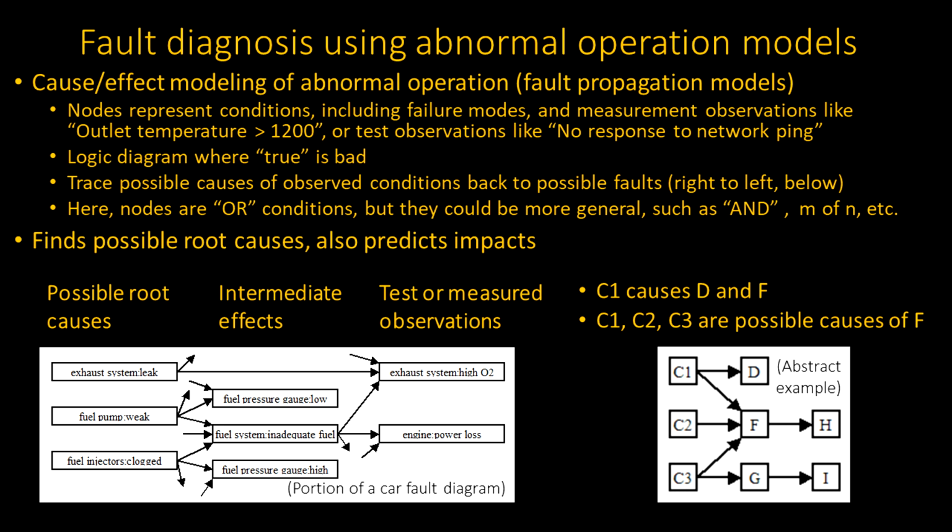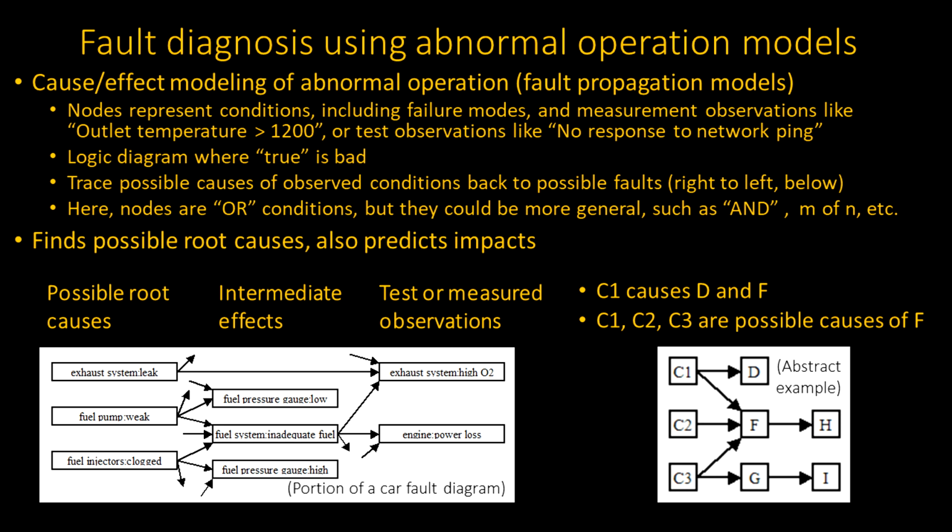Now, the good thing about this kind of diagram is that you can use it tracing back from symptoms back to causes. You can find the possible root causes, but also once you've identified a root cause, one or more, you can then predict the impacts just going from right to left. So if you've identified, in fact, that the fuel pump is weak, then all of the downstream conclusions moving to the right will be true. And so you can predict the impacts.